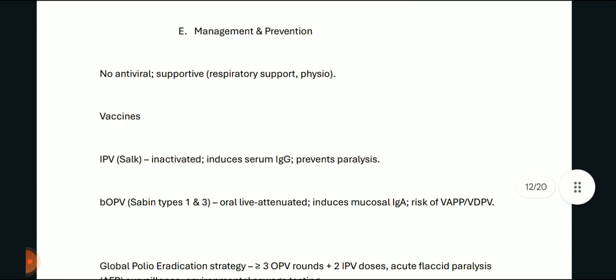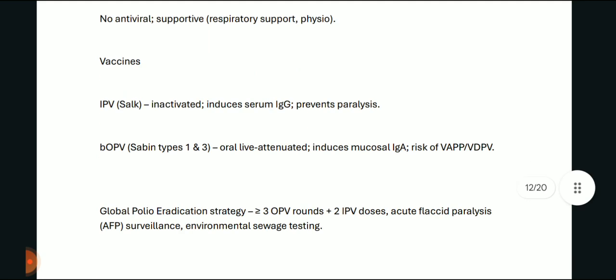Okay, now the management and prevention: no antiviral therapy is there. We have to give supportive treatment like respiratory support and physiotherapy. Vaccination is the mainstay, which is preventing the occurrence of polio these days. IPV, or the Salk vaccine, is inactivated. It induces serum IgG and prevents paralysis. bOPV, Sabin types 1 and 3, are oral live attenuated vaccines that induce mucosal IgA, but there is a risk of VAPP or VDPV, vaccine-derived poliovirus, vaccine-associated paralytic polio.